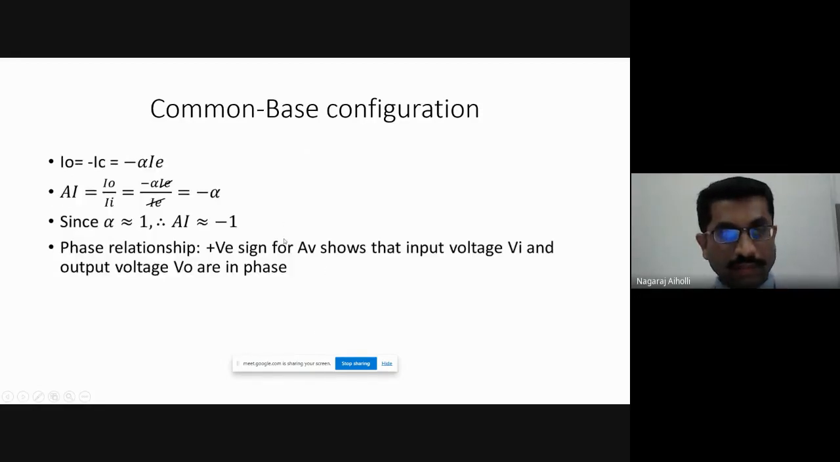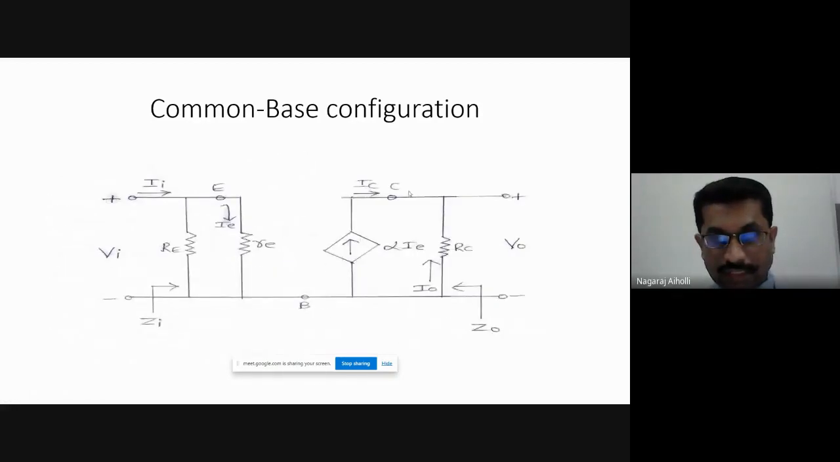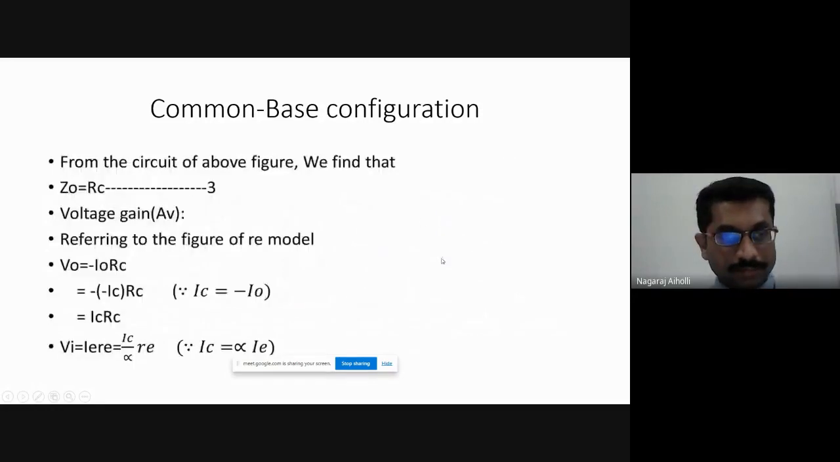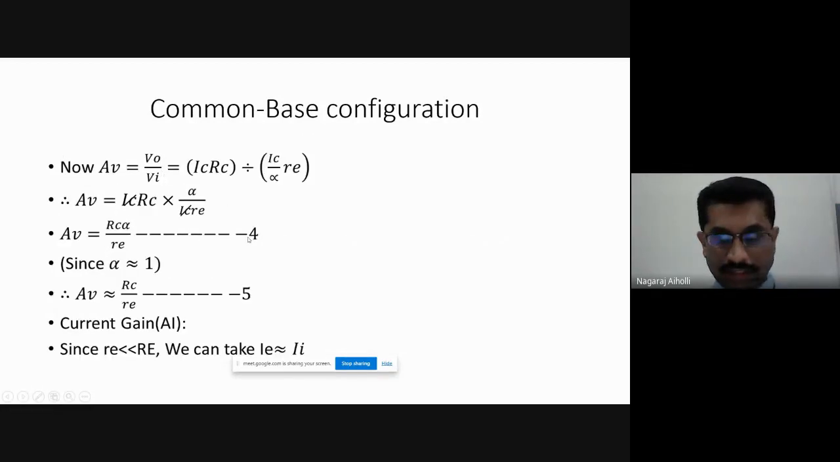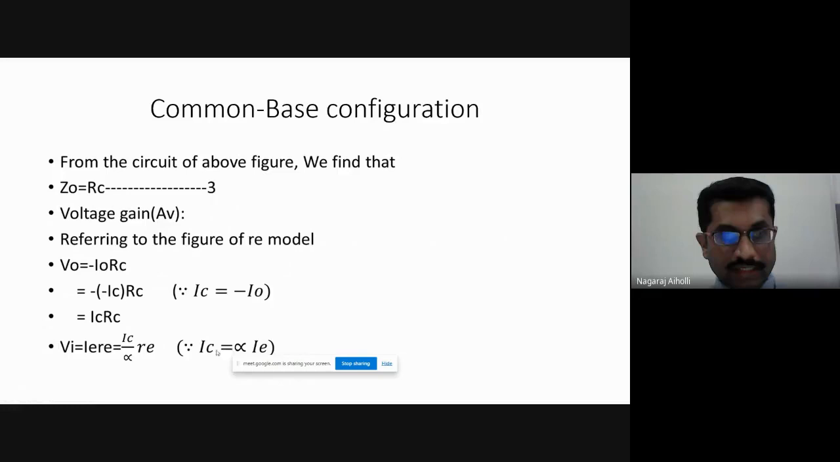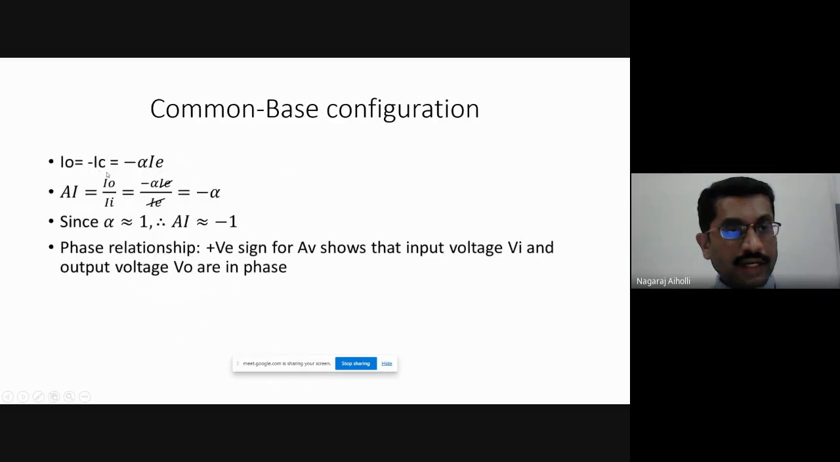What about I naught? I naught is equal to minus IC. I naught and IC are opposite in direction. Therefore, I naught is equal to minus IC. IC is further equal to alpha IE, right? From this formula, here we had written IC is equal to alpha IE. That means I naught will be equal to minus alpha IE.